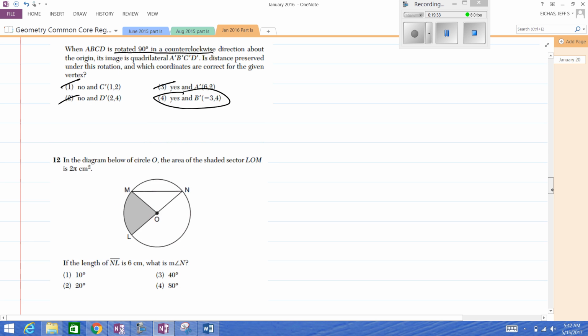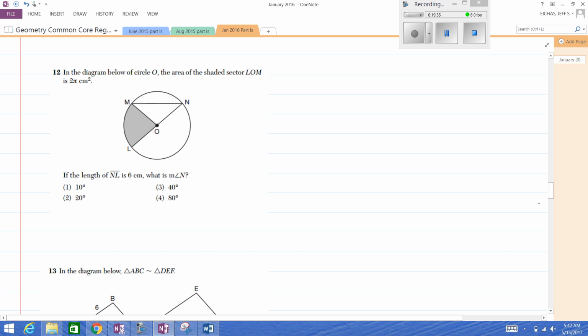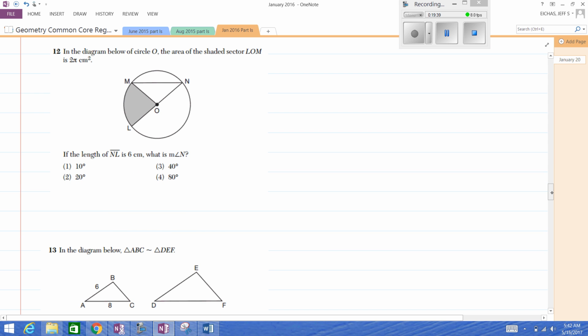All right, last one, and we'll take a break up the video here. Number 12, halfway mark. All right, area of a sector. So let's see, that's NL. The whole diameter is 6. All right, that's going to give us a radius of 3. And they want the measure of this angle.